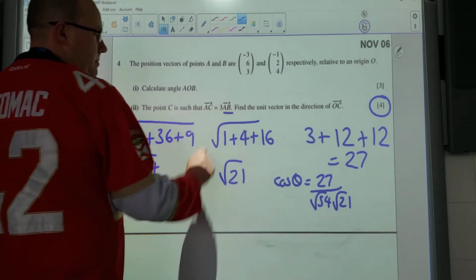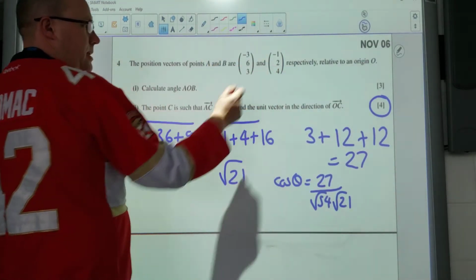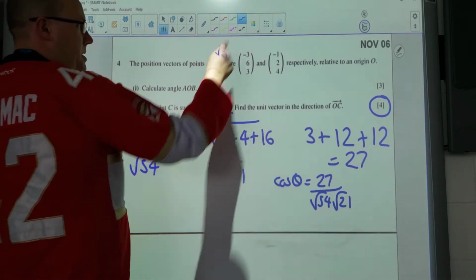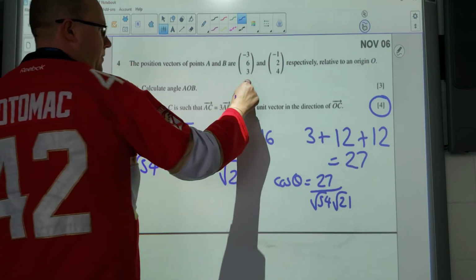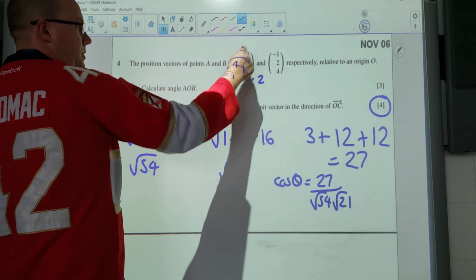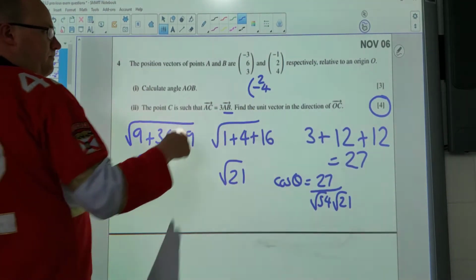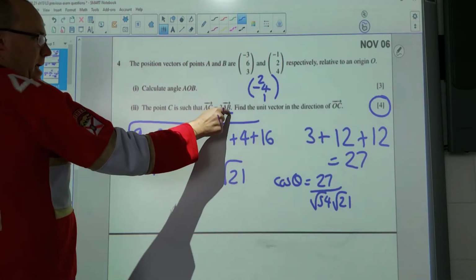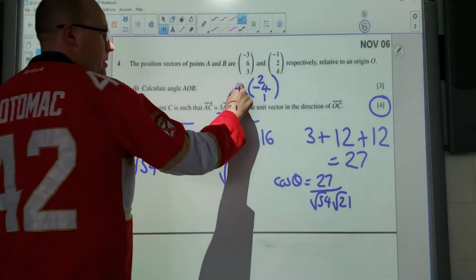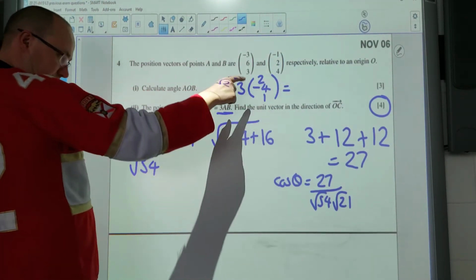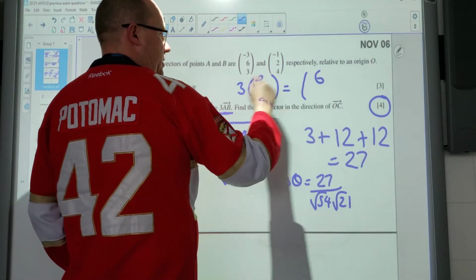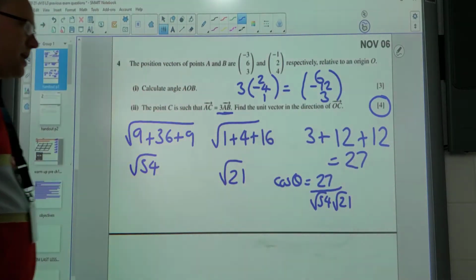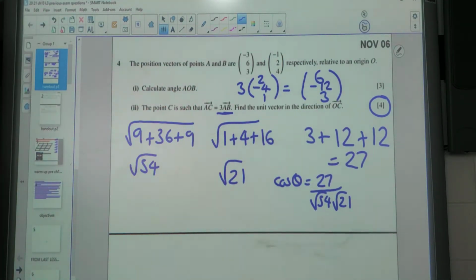So if we want to find A to B, we need to know how to get from here to here. So if you do B minus A, that will actually tell you how you get from A to B. So -1 take away -3 is 2. 2 take away 6 is -4. And 4 take away 3 is 1. I, however, don't want AB, I want 3AB. So I need to multiply by 3, and then we can just distribute. 3 times 2 is 6, 3 times -4 is -12, and 3 times 1 is 3. So we're starting to piece this together now.